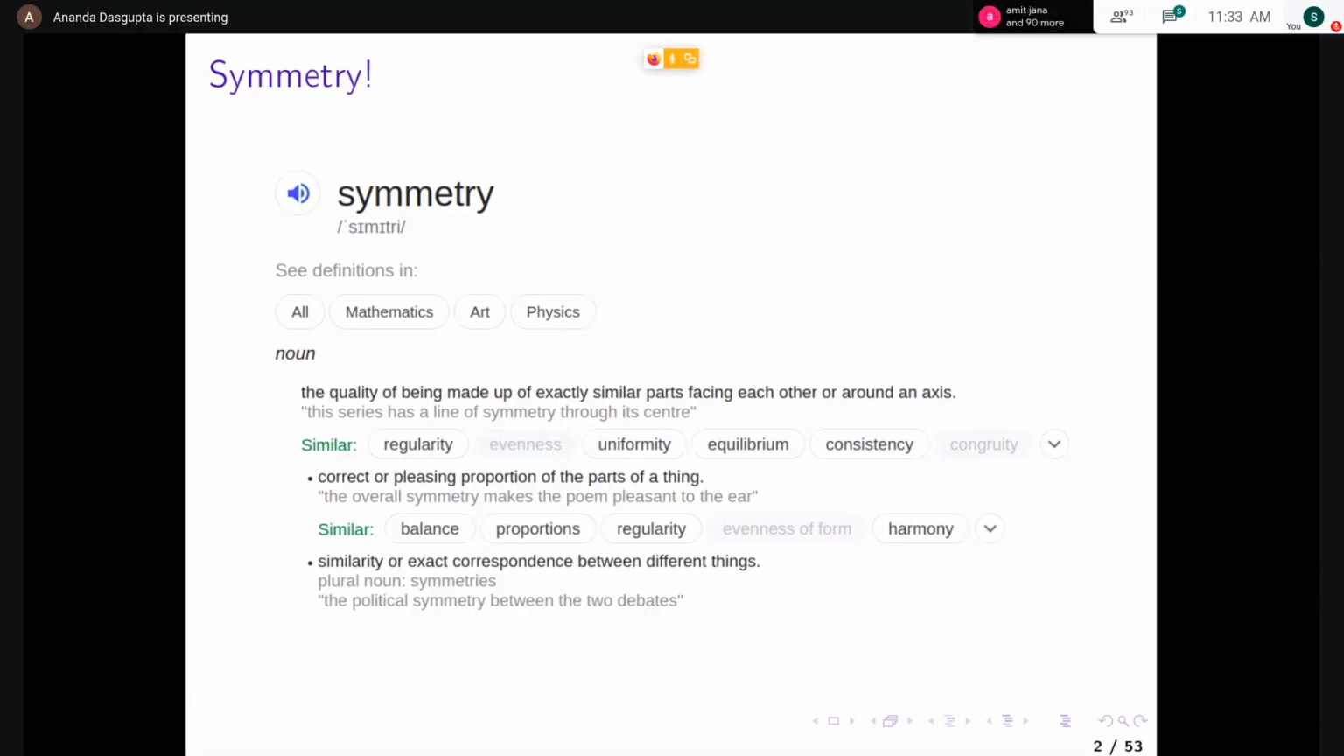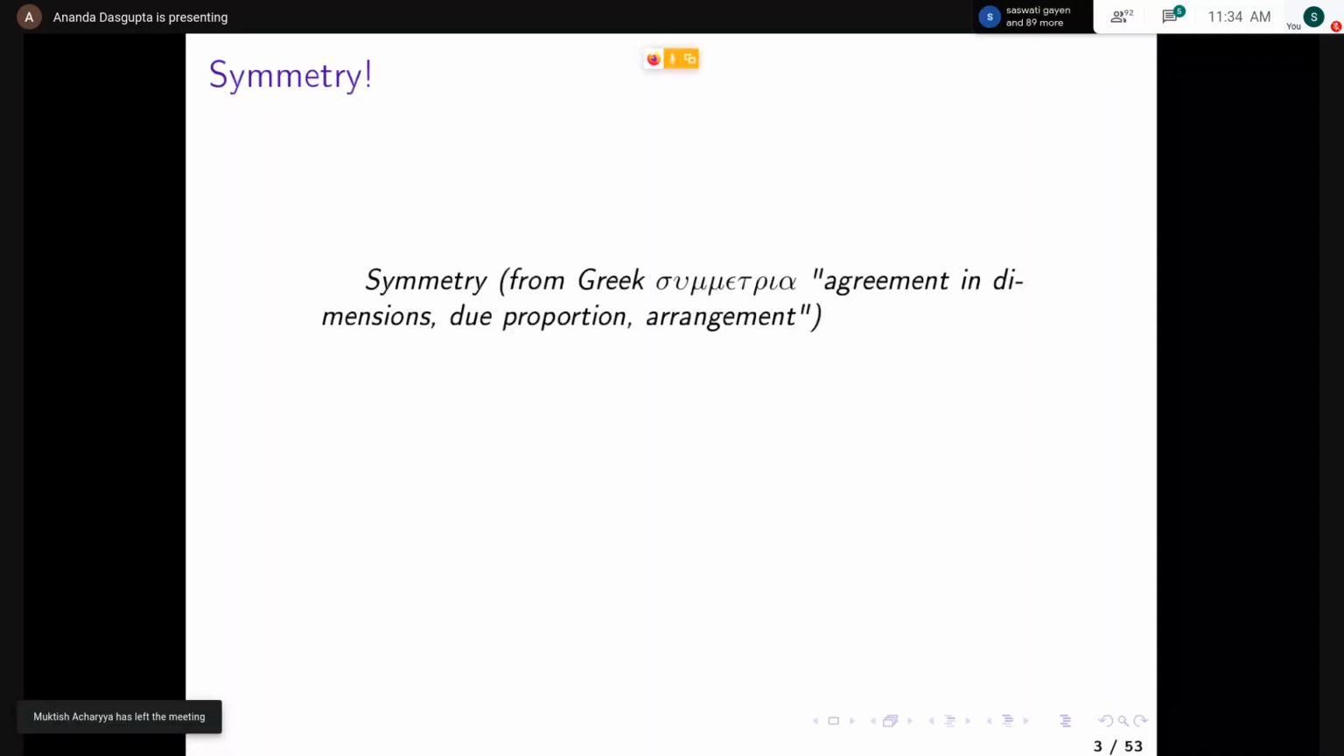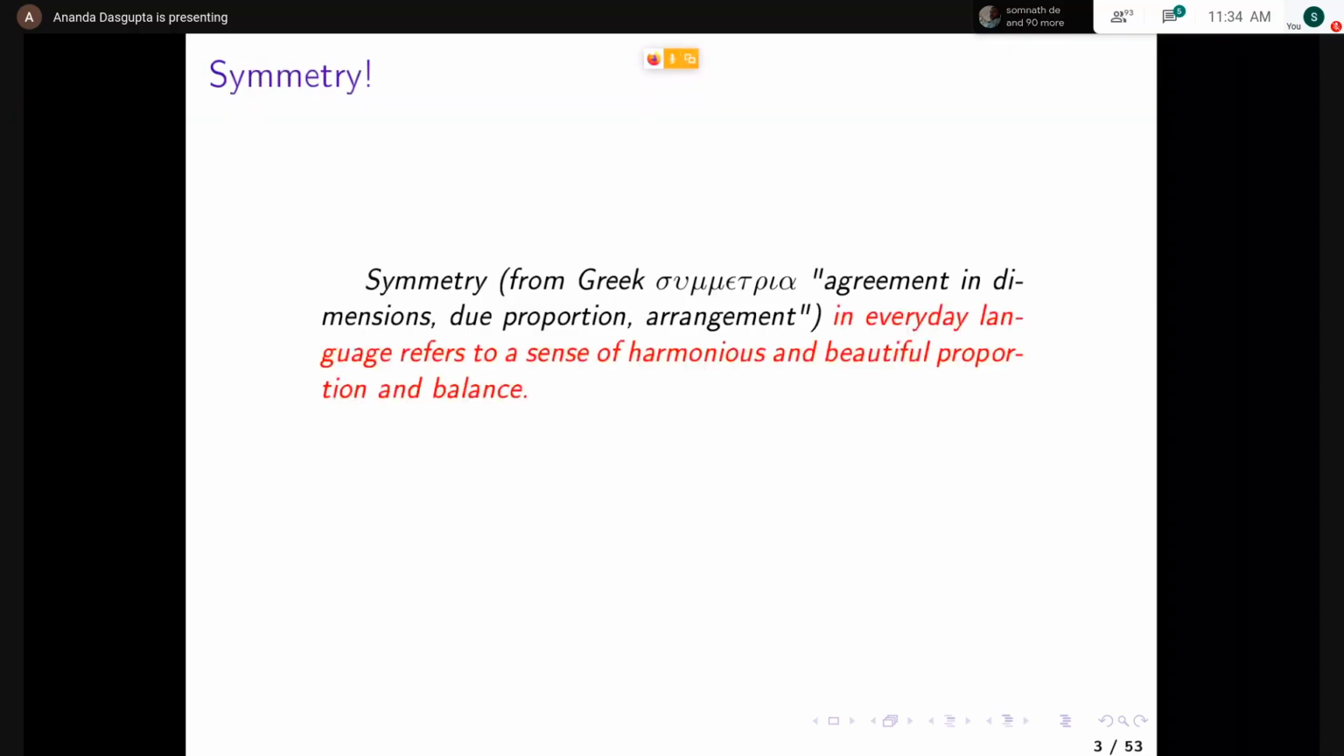Now, if you move away from Google and go into something slightly more technical, let's say Wikipedia. I've just copied this from Wikipedia. These are the first few lines of the symmetry page on Wikipedia. It starts with this, symmetry. This comes from a Greek word, which means agreement in dimensions, due proportion, arrangement. And in everyday language refers to a sense of harmonious and beautiful proportion and balance. This is very important. Symmetry in things leads us to a sense of beauty.